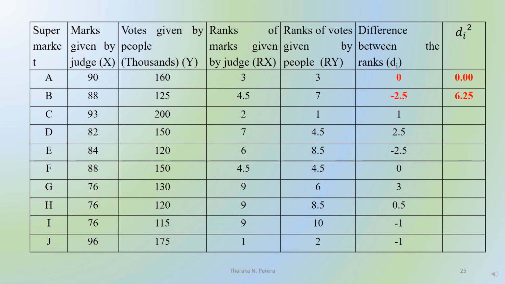In the last column, we should find the squared value of each difference between ranks. Here, the first value squared of 0 is 0, and the second value squared of -2.5 equals 6.25, and so on. Then we should get the summation of the last column, which indicates the squared differences between ranks. Here the summation is 31. Then we apply the formula with the correction factor.